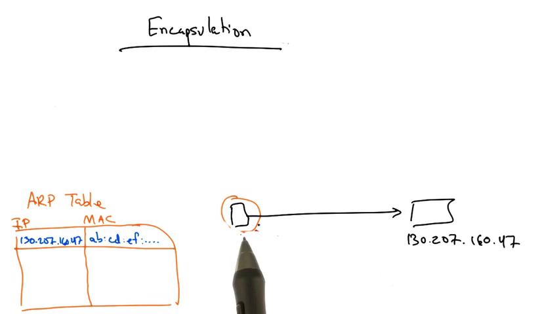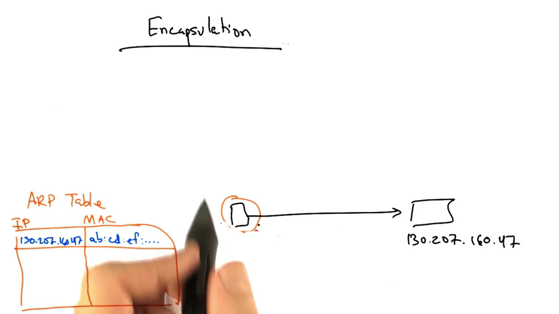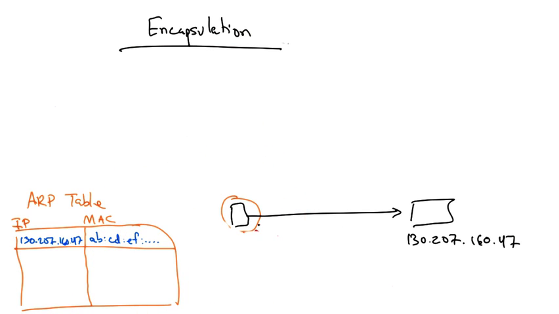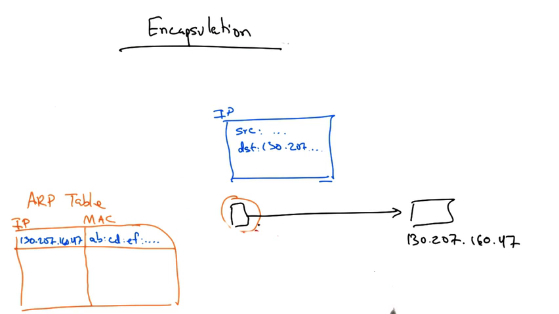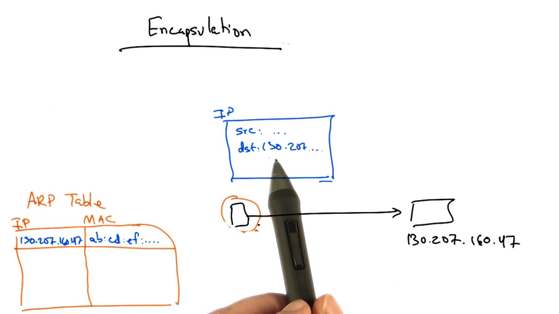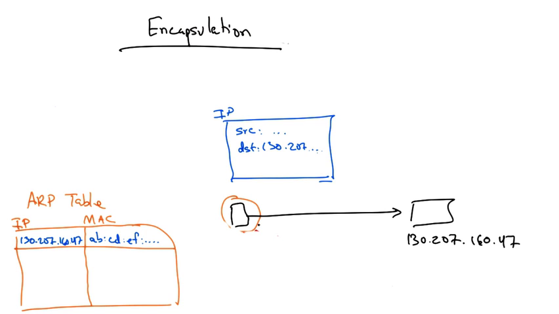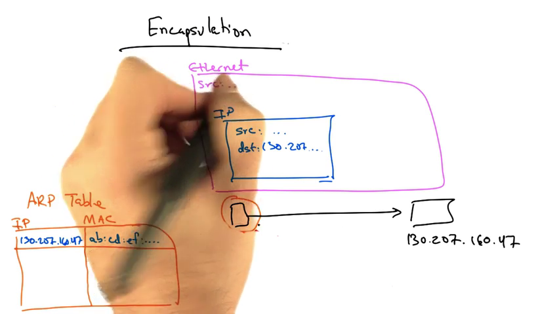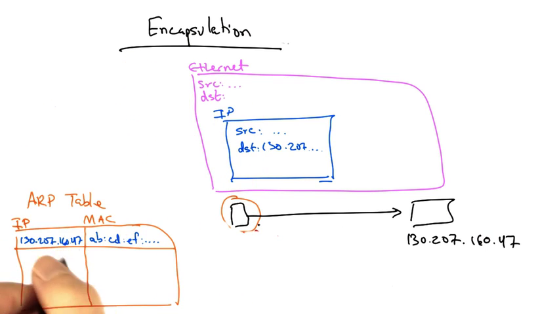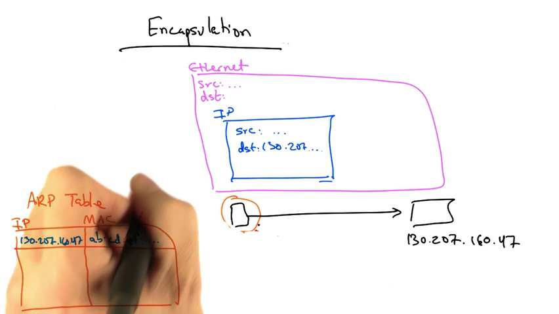When the host wants to send a packet to the destination with a particular IP address, it takes that IP packet and encapsulates it in an Ethernet frame with the corresponding destination MAC address. Essentially, it puts that IP packet inside of an Ethernet frame. So before it sends the IP packet with that destination IP address, it first puts the packet inside a larger Ethernet frame with its own source MAC address and the destination MAC address from its local ARP table.